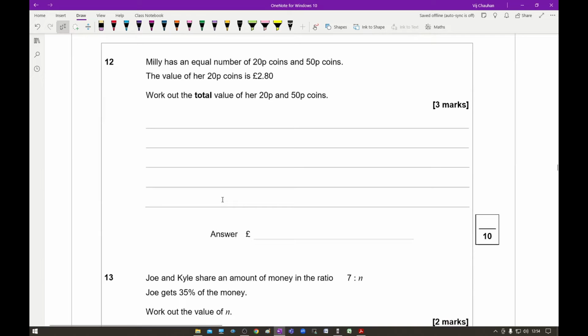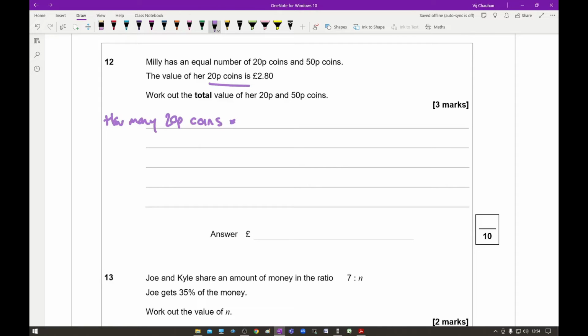Moving on to question 12, it says Millie has an equal number of 20 pence coins and 50 pence coins. The value of her 20 pence coins is £2.80. Work out the total value of her 20 pence and 50 pence coins. So for this, what we need to do first is work out how many 20p coins does she have.